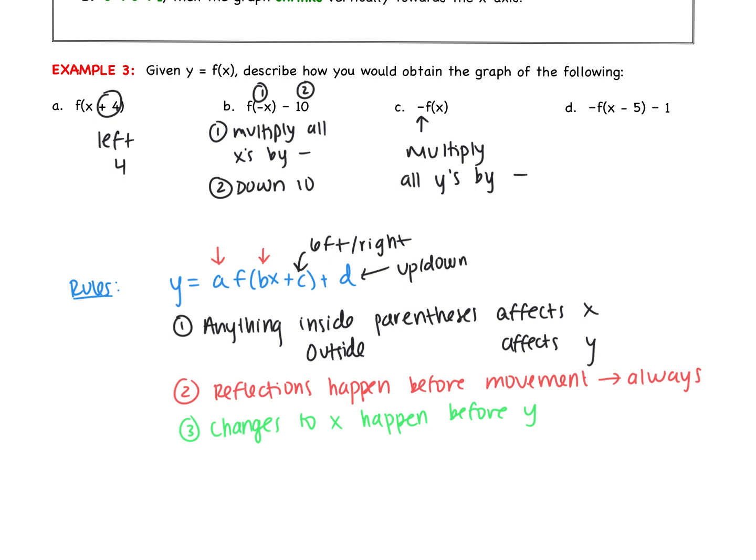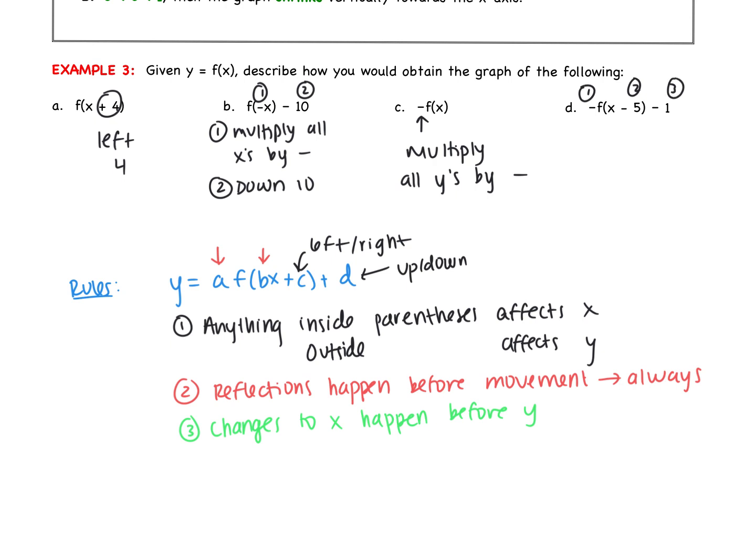Okay. I'm going to help us out with D and then I want you to finish it. 3 things happening. The negative, the 5, and the negative 1. Keeping in mind that reflections always happen first and that changes to x happen before y. What is the first thing that we're going to deal with? The negative, the 5, or the negative 1? The negative. The reflection will happen first. And then what? The negative 5 or the negative 1? Negative 5, thank you. And then the negative 1.